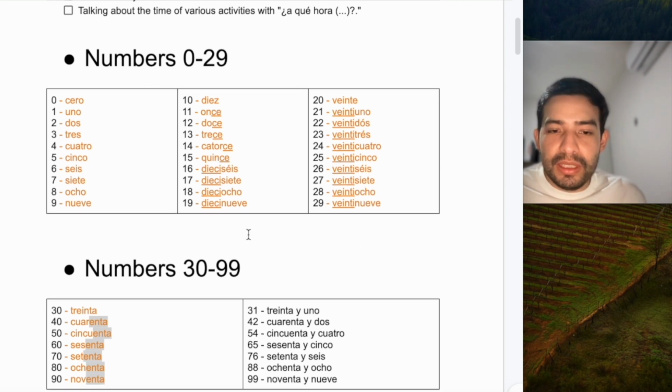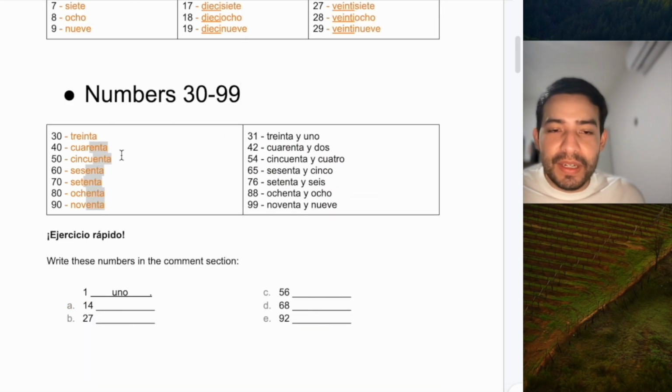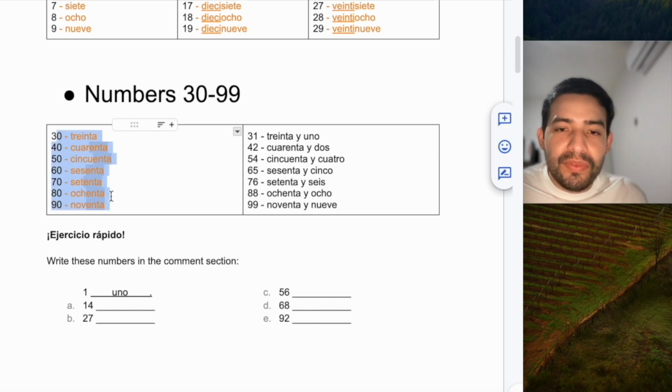And now let's move on to numbers from 30 to 99. Luckily, it gets easier, right? Here, we just have to memorize this column, right? It's 30, 40, 50, 60, 70, 80, 90. From 40 to 90, it ends in "enta", okay? 30 ends in "einta", but don't worry about that. Just memorize this and you'll see that the rest is really easy, okay?